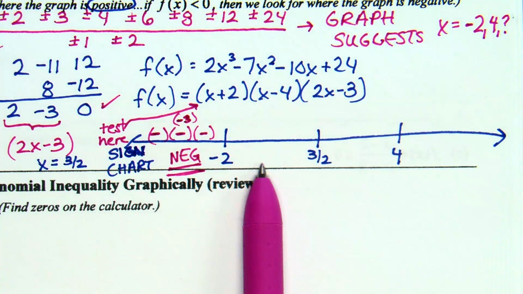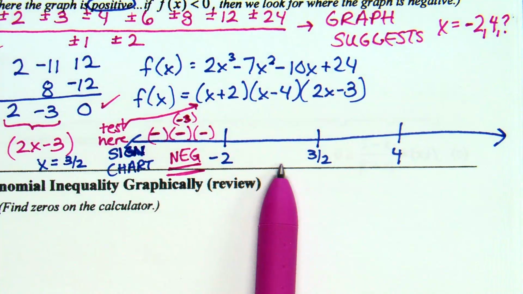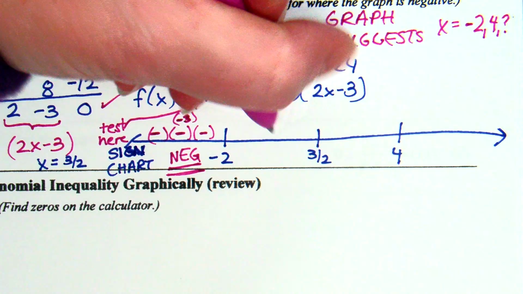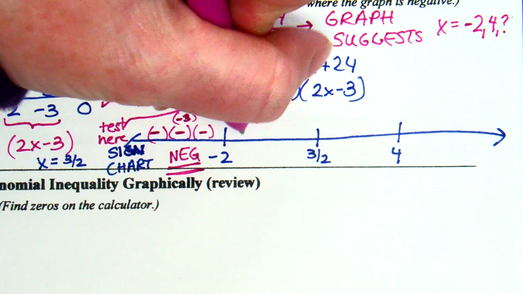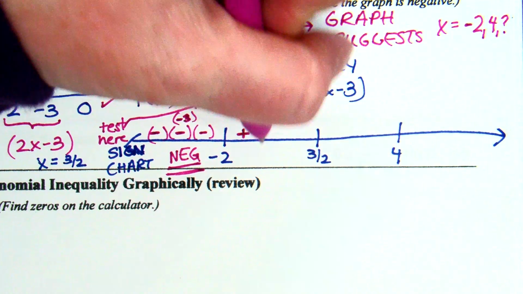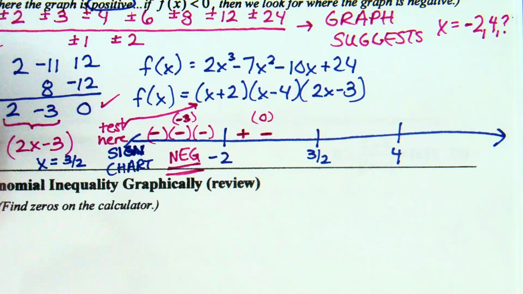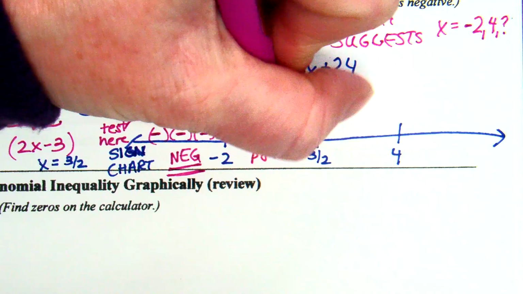Repeat the process between negative 2 and 3/2. What's a good number to use between negative 2 and 3/2? I like 0. If you'd rather use negative 1 or positive 1, that's fine. 0 plus 2 is a positive. 0 minus 4 is a negative. 2 times 0 minus 3 is a negative. What's a positive times a negative times a negative? A positive. So we know that interval is positive.